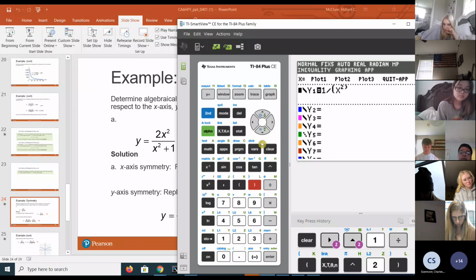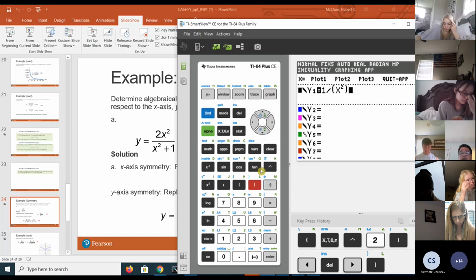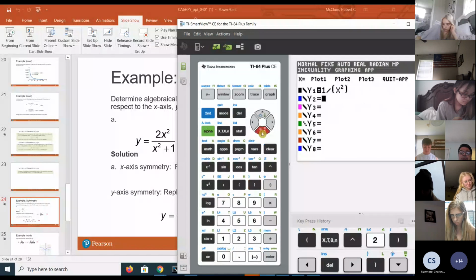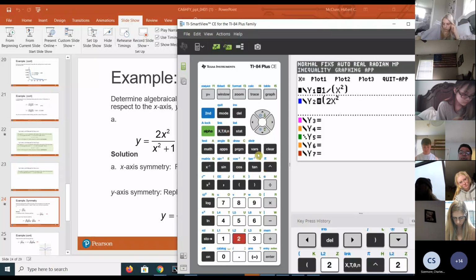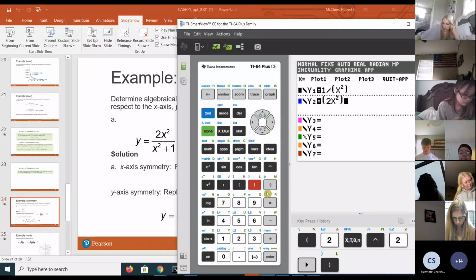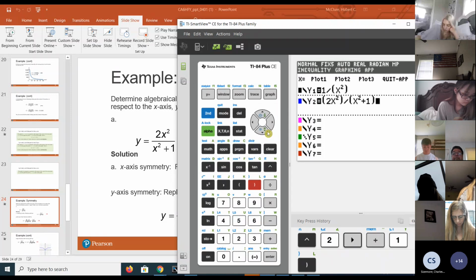Oh me. Hold on a second. There you go. Okay. And on here, I'm going to do parentheses 2x squared, close parentheses, divided by parentheses x squared plus 1. Okay, and graph.